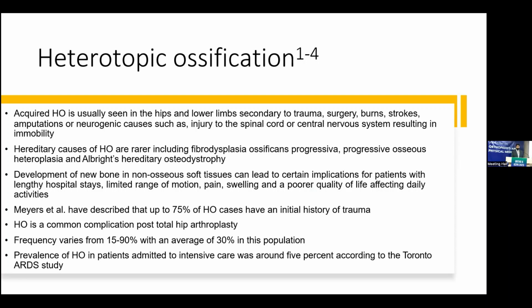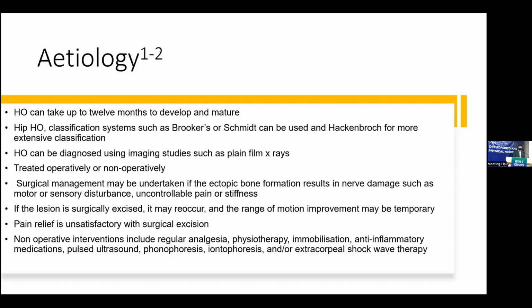Myers et al. described that 75% of HO cases initially have a history of trauma. Frequency varies from 15 to 90%, with 30% in the population of primary hip replacement. According to the Toronto ARDS study, there was a 5% prevalence of patients admitted to intensive care with acquired HO. On average, it can take 12 months to develop and mature. Hip HO can be classified according to Brooker or Schmidt, and Hackenbroch for more extensive classification. It can be diagnosed using plain film x-rays, and treated operatively or non-operatively.